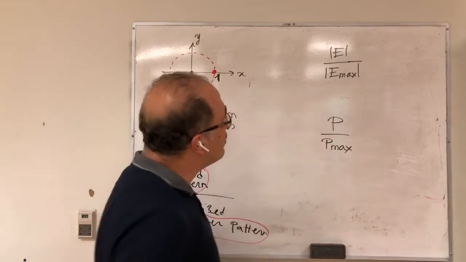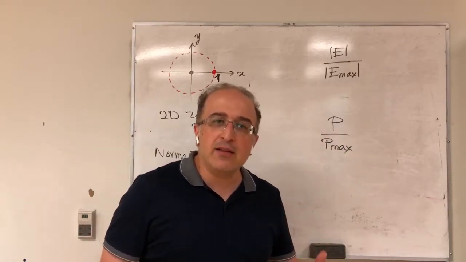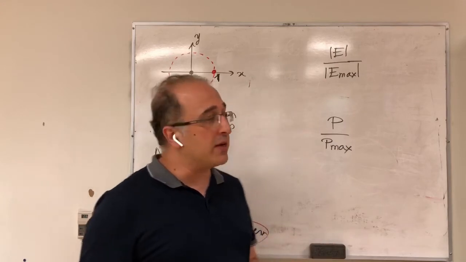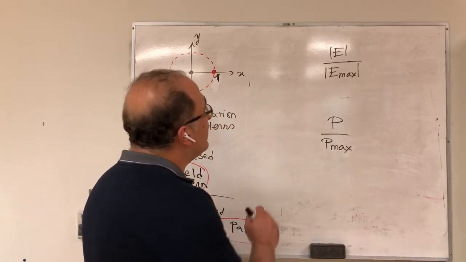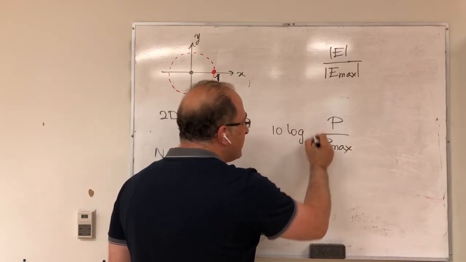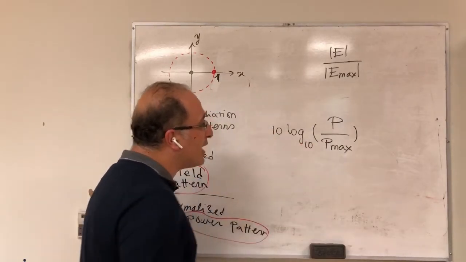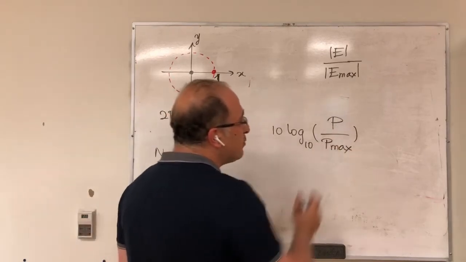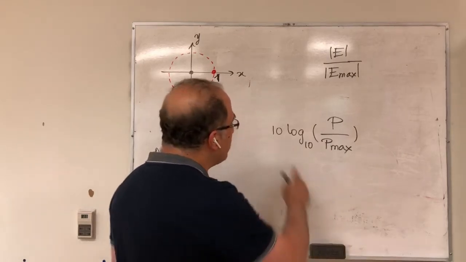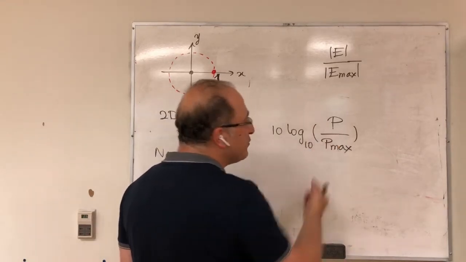And of course, they're different because, as you remember, power is related to electric field square. So power is related to magnitude of electric field square. If I take dB of this, it's going to be 10 log 10 of this. So that would be my normalized power pattern in dB. If I plot P divided by P max, the maximum value is 1 because it's normalized. If I do 10 log 10, the maximum value is 0 dB. Log of 1 would be 0.